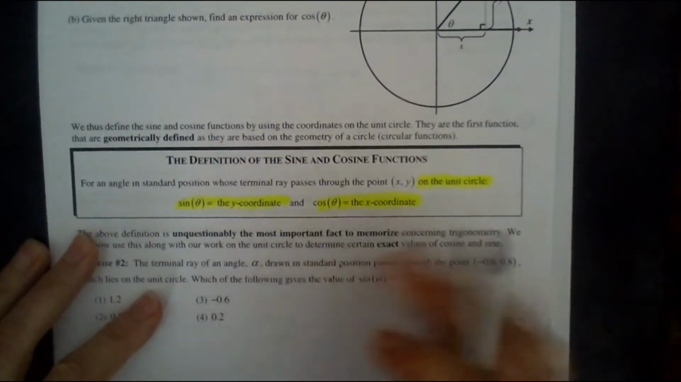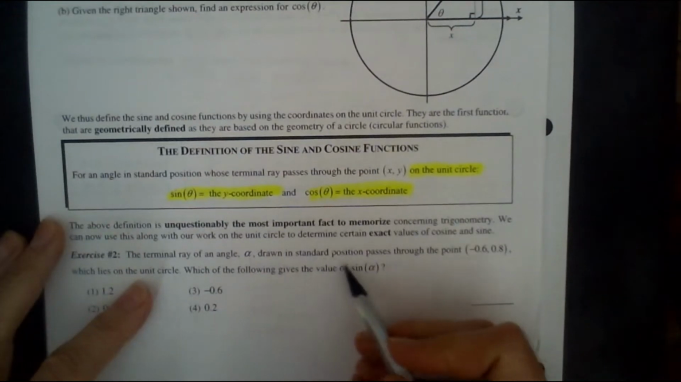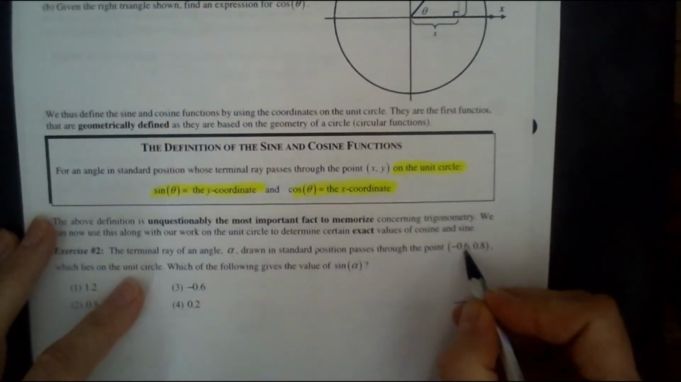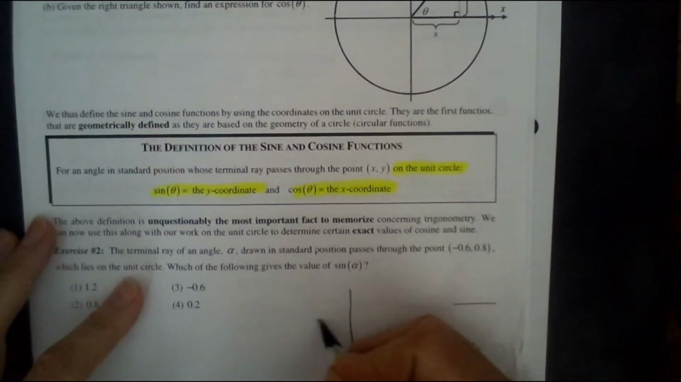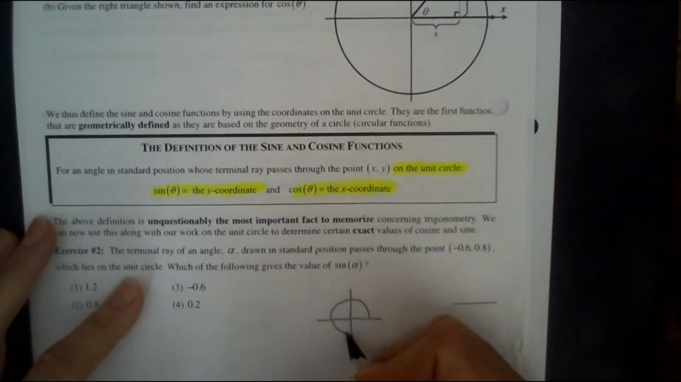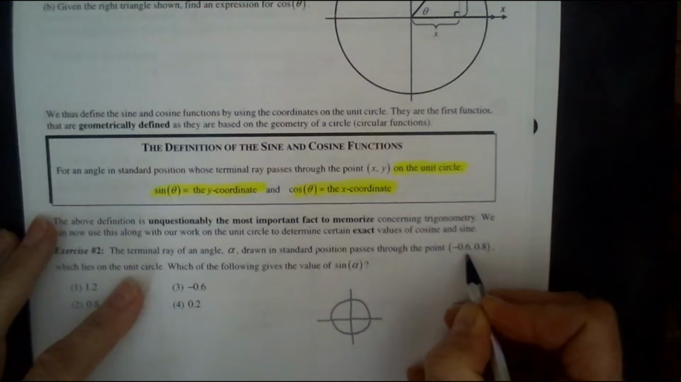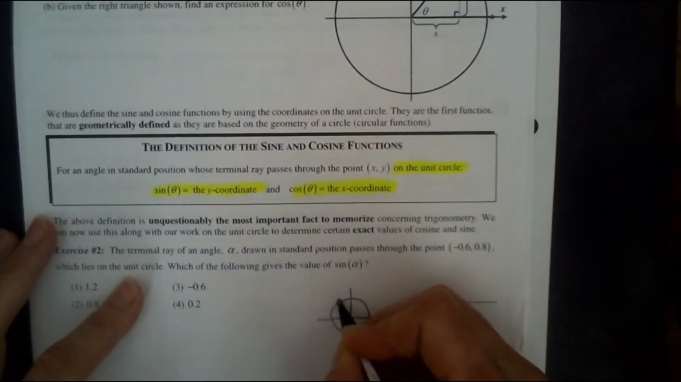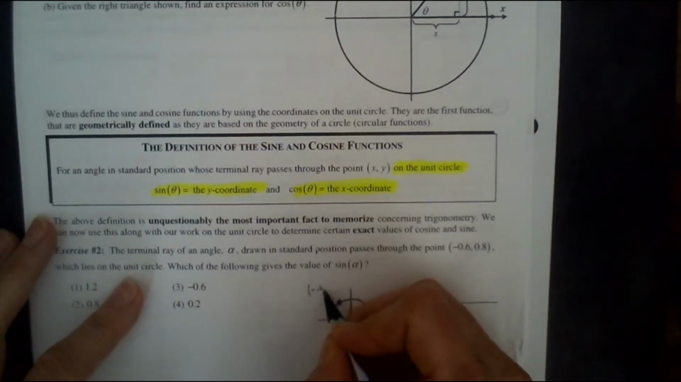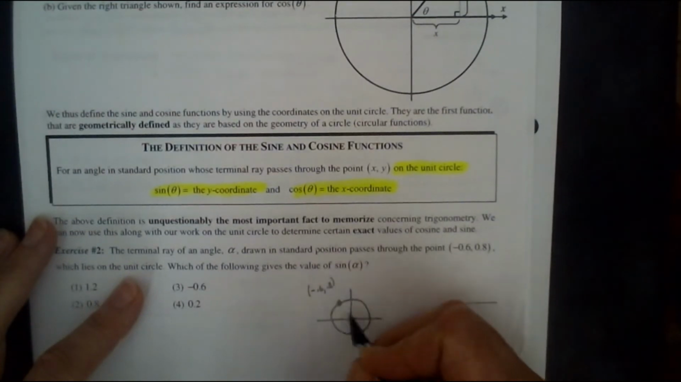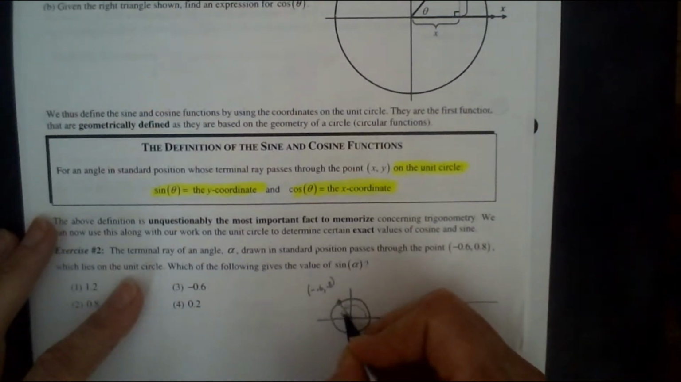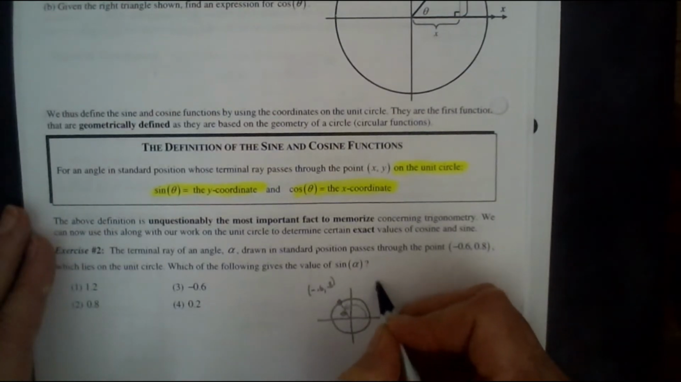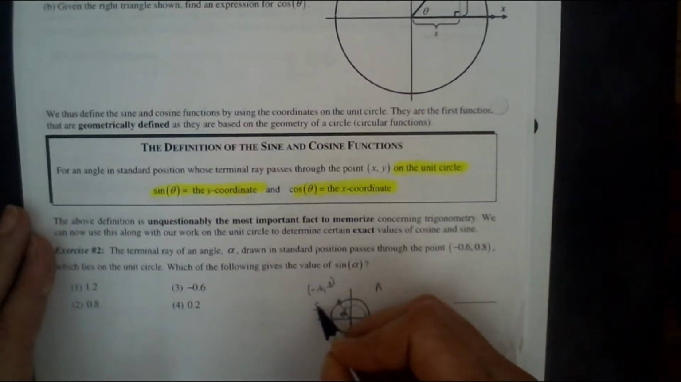So if you have a question like exercise 2 says, the terminal ray of an angle, they call this one alpha instead of theta, is drawn in standard position and passes through this particular point, so if you had a unit circle and it passes through the point -0.6, +0.8, you're talking about this point right here, and then you have an angle theta here, but this reference angle right here also has the same sine and cosine values, but you just have to remember that in quadrant 2, only the sine is positive.